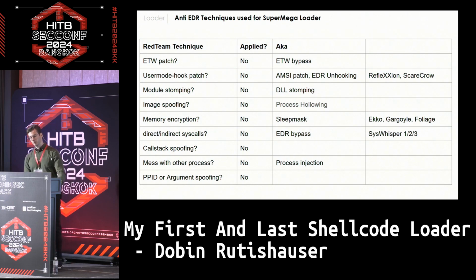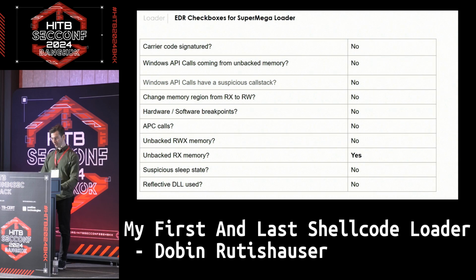What techniques did I use for my loader, which worked pretty well? Which red teaming techniques invented in the last few years? Nothing. No ETW patch, no user mode hook patch, no memory encryption, no indirect system calls, no call stack spoofing. It's all nice and dandy and looking non-malicious. I took care that I'm not doing obvious malicious things: threads in unbacked memory, writable and executable memory at the same time, APC stuff, and more. What I'm using, of course, is unbacked executable memory, but this can be fixed too.